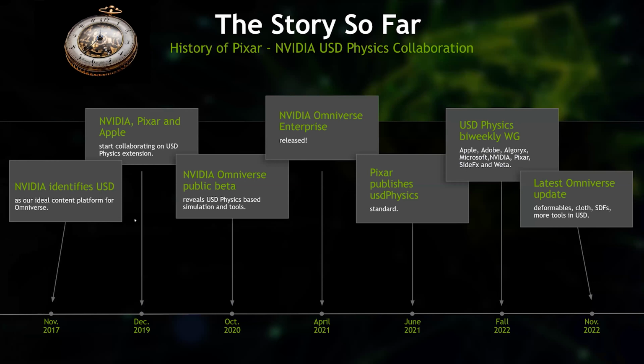We at NVIDIA started looking at USD at the end of 2017. Then already a year later, we started this collaboration with Pixar and Apple to add physics. One year after that, NVIDIA Omniverse went into the first public beta release. Then it took quite a while. It was only in June 2021 when Pixar published the fruit of our labor, this first USD physics extension spec to USD, which is now part of the USD repository.